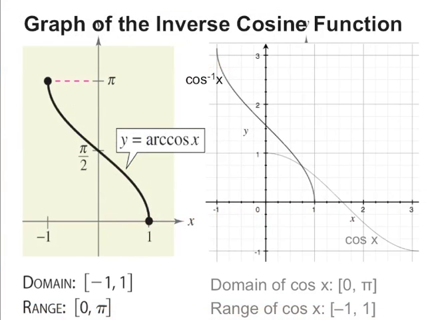Let's look at the graph of the inverse cosine function. Now we can see, as I just said, that the domain of the restricted cosine function is 0 to pi. The cosine function is invertible on that interval. And notice that the domain of the cosine function is equal to the range of the inverse cosine function, and the range of the cosine function is equal to the domain of the inverse cosine function.